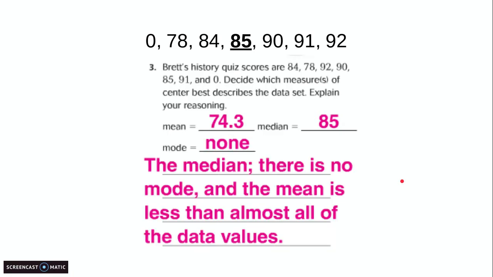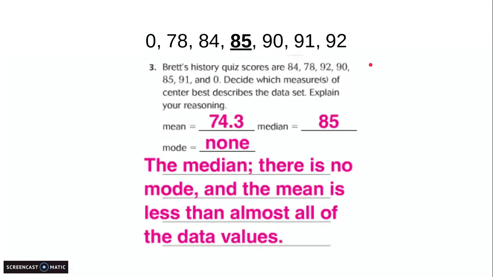All right, number 3, we're looking for a measure of center for Brett's history quiz scores. To find the mean, you need to add them all together and divide by the number of numbers in your data set, which is 7. You end up getting 74.3. You need to have that decimal point there. For the median, you need to put them in order, starting with a 0. And 85 is in the middle. You have 7 scores, so 85 is in the middle. And then your mode, you don't have a mode.